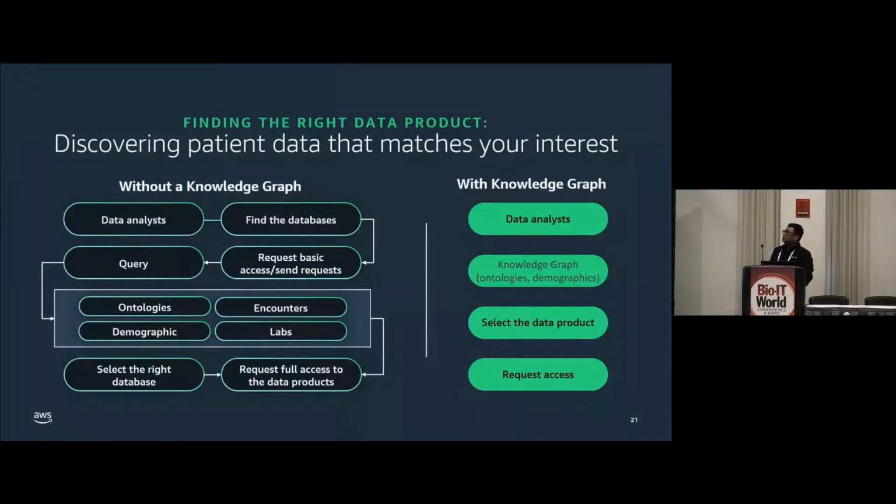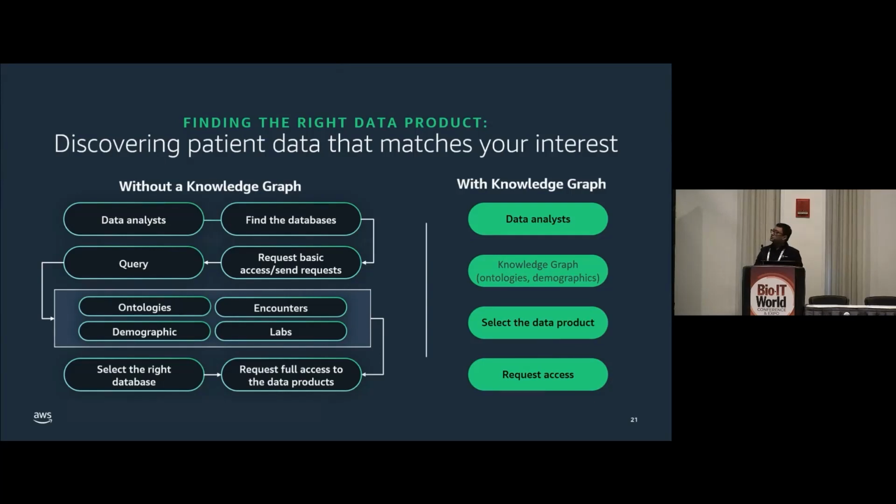So think of when you're trying to build a cohort, right? And you want to run a query and identify your patients with certain criteria. Discovering that patient data that matches your interest is very time consuming and hard, especially if you are looking at multiple data sets with different kinds of disease ontologies and concepts.